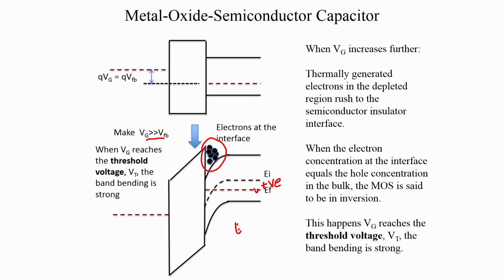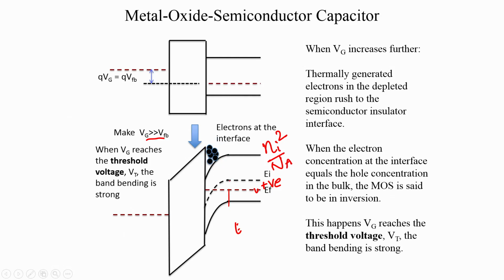Now, where are these electrons coming from? There are no electrons in the p type material. The p type material has very few electrons, only ni squared by Na. So, these electrons are not migrating, definitely not. These are electrons that are thermally generated in the depletion region.